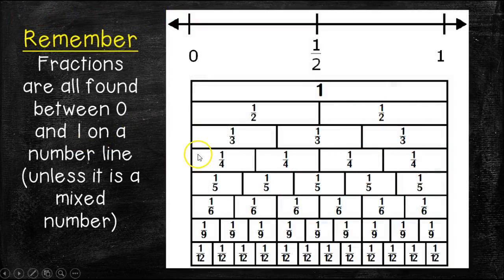Remember, fractions are all found between 0 and 1 on the number line. See all these fractions, how they all fit between 0 and 1? Unless, of course, it's a mixed number. For instance, 1½ would be out here because it's 1 whole plus a half. But all of our fractions that are not mixed numbers will fit between 0 and 1. That's important to know because when we're estimating today, we're going to be estimating our fractions to either 0, 1/2, or 1, whichever is closer.